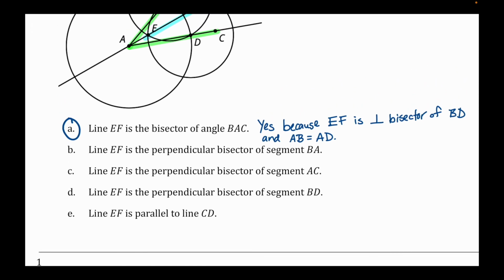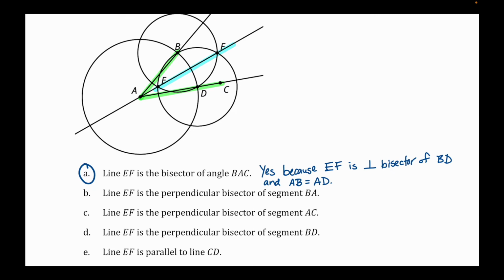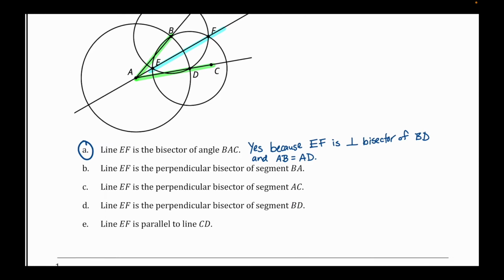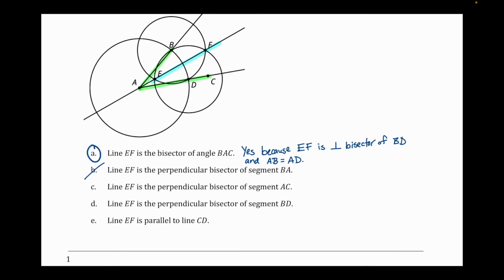Okay, line EF is the perpendicular bisector of segment BA. That is not true. We just said it was the perpendicular bisector of BD, which is a segment that actually isn't shown here. So, not true for this one. Line EF is the perpendicular bisector of AC. Also not true, because it's the perpendicular bisector of BD. So, not true and not true.